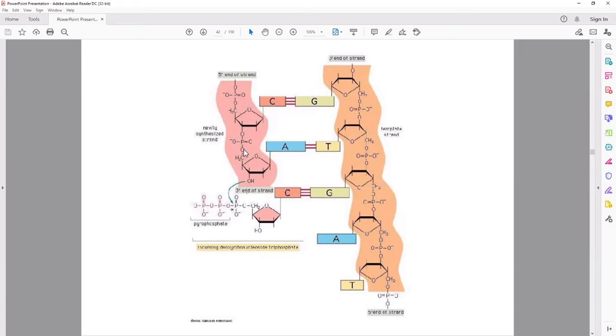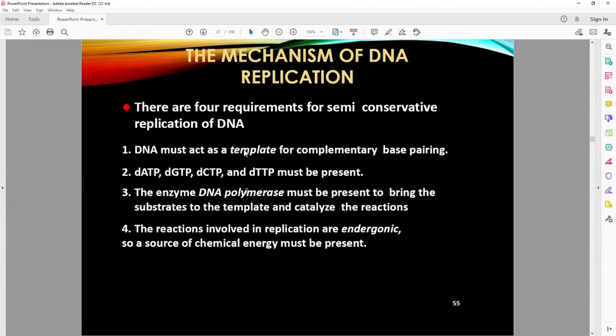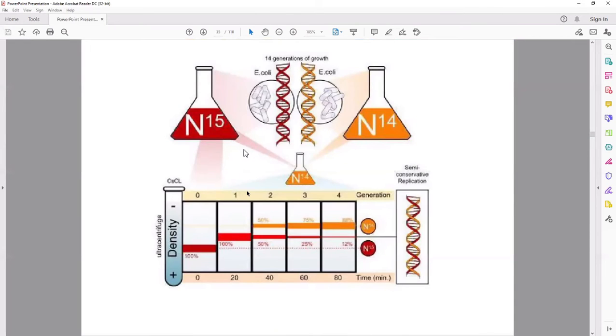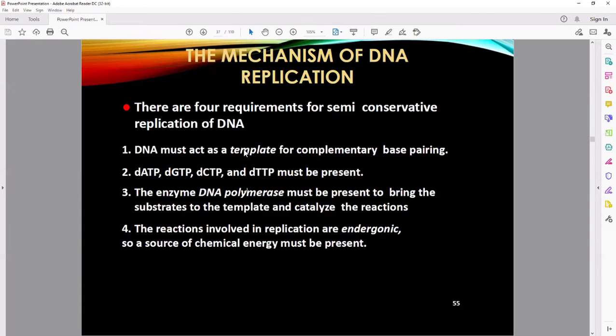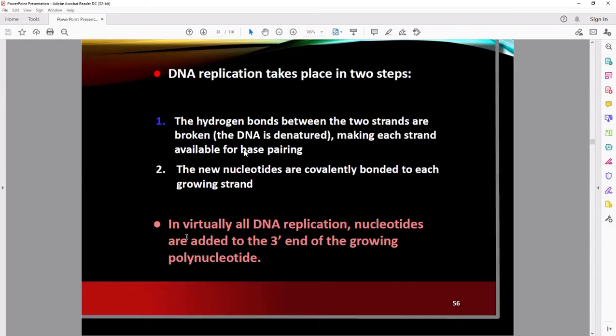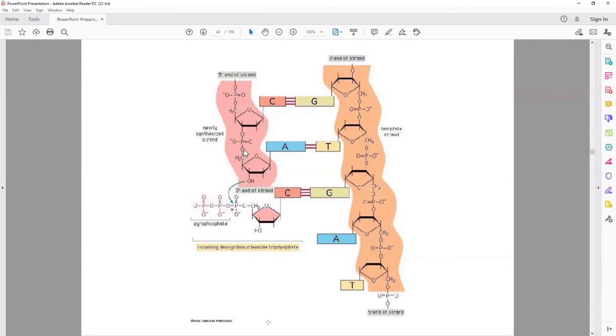So that's what this one means. Nucleotides are added to the 3' end of the growing nucleotide chain. The new nucleotide is added at the 3' end. You can see it added here.